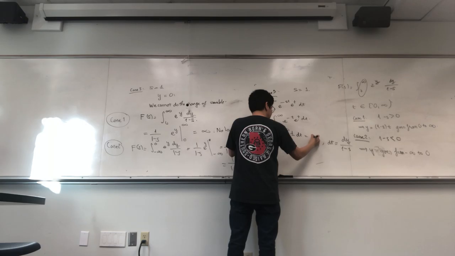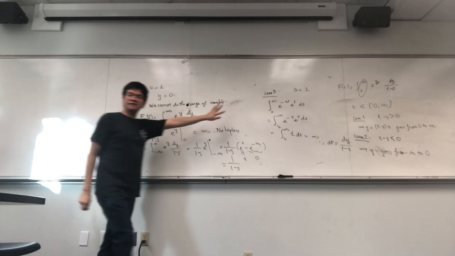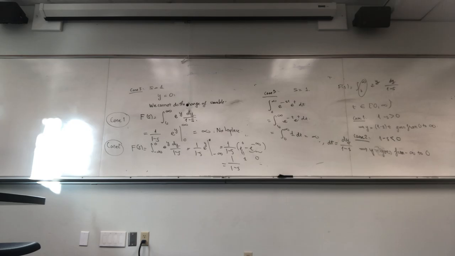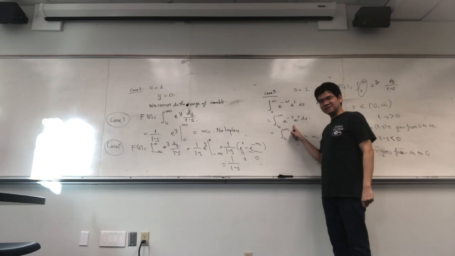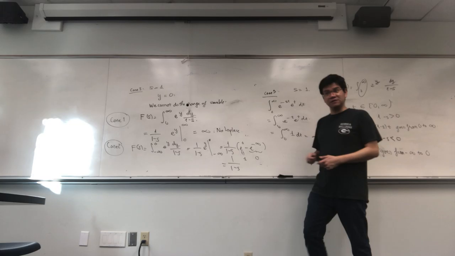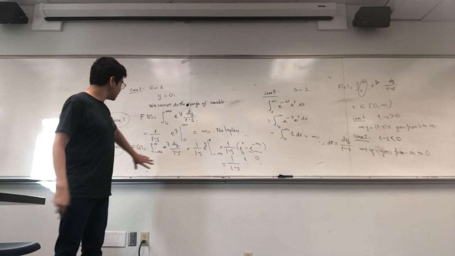So when s is 1, you replace s into the Laplace transform, and have e to the power minus s times e to the t. So you have e to the power minus t times e to the power t. This and this cancel out, right? So you have 1. You have to integrate from 0 to infinity of 1. This is infinite. Right, so in general, there's no Laplace transform when s is 1. So the only case that you have a Laplace transform is this one, right?